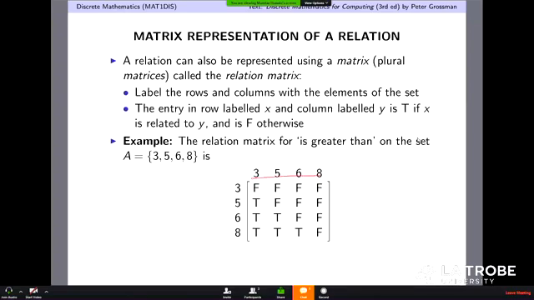You have 3, 5, 6, 8, 3, 5, 6, 8. 3 to 3 is false. 3 cannot be greater than 3. 3 is not greater than 5. 3 is not greater than 6. 3 is not greater than 8. So that's why all of them are false. The first item, then after that, when you look at this way, you get that lower triangular matrix. Yeah. This kind of representation is called matrix representation. Make sense? Right.